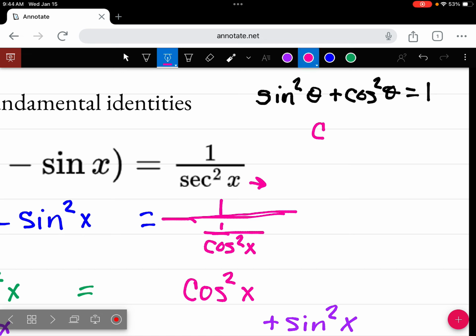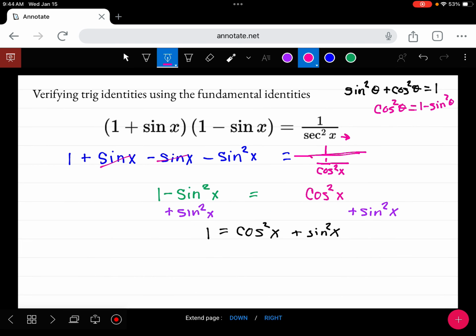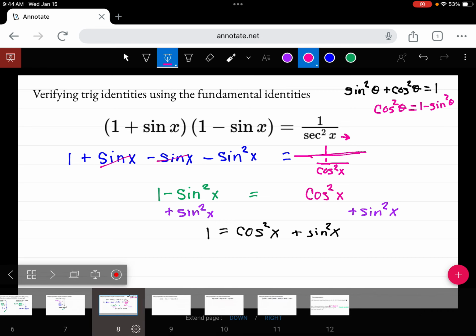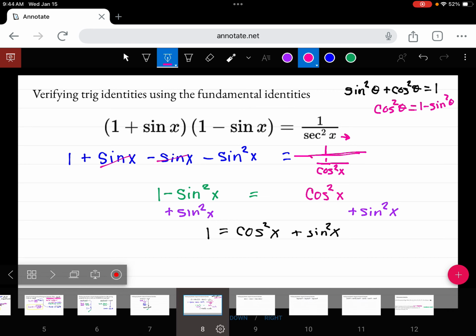Our other option is to come up here and have this be our cosine squared equals 1 minus sine squared, and substitute. It's the Pythagorean identity again. That's the same one. They're going to end with, yes, we verified. If it says verify, you're not going to come up with an answer. It's just going to be that we have a solution.